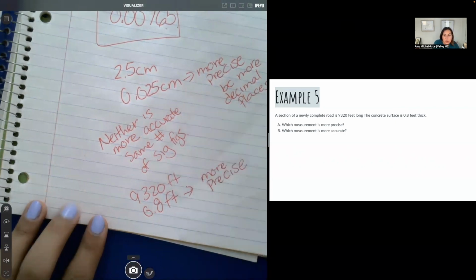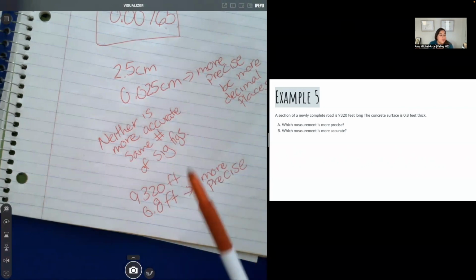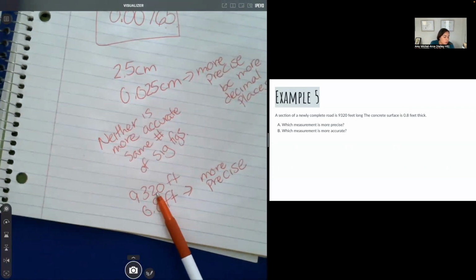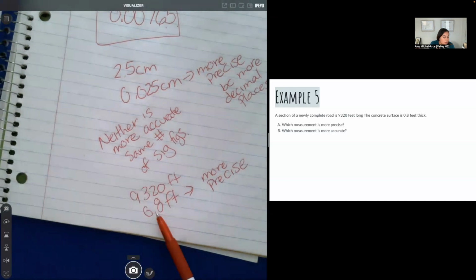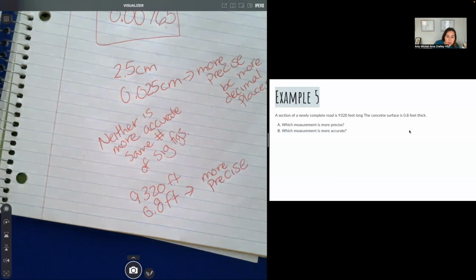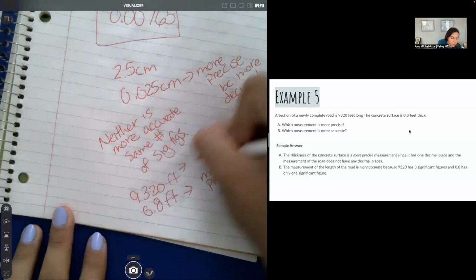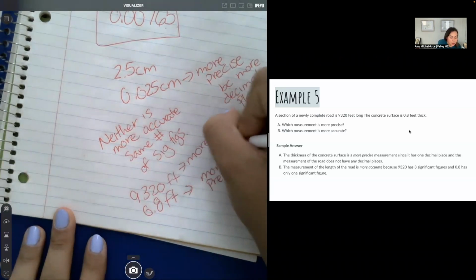Which one has more significant figures? 1, 2, 3 in the first one, right? This 0 at the end is not significant, it's a right end 0. So 3 significant figures here. This one has 1 significant figure. This is a leading 0. So here the 8 is the only significant figure. So we'd say this one is more accurate.